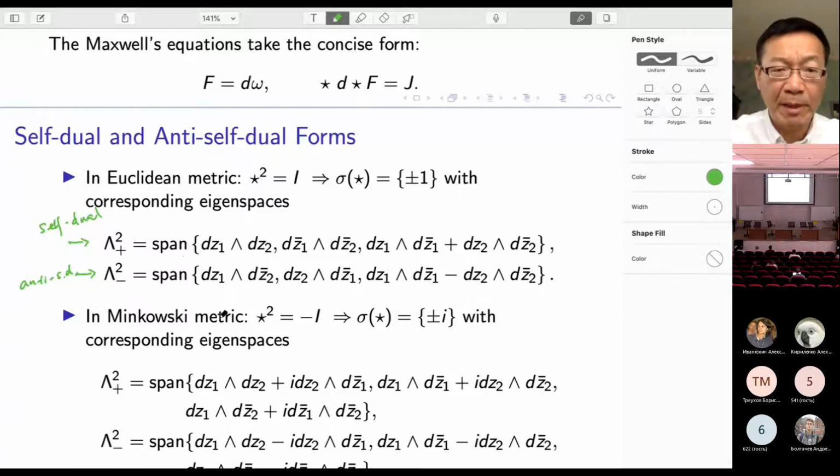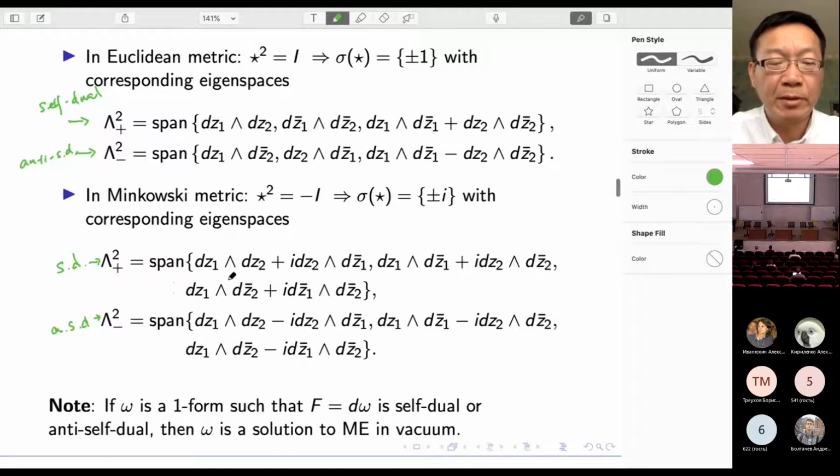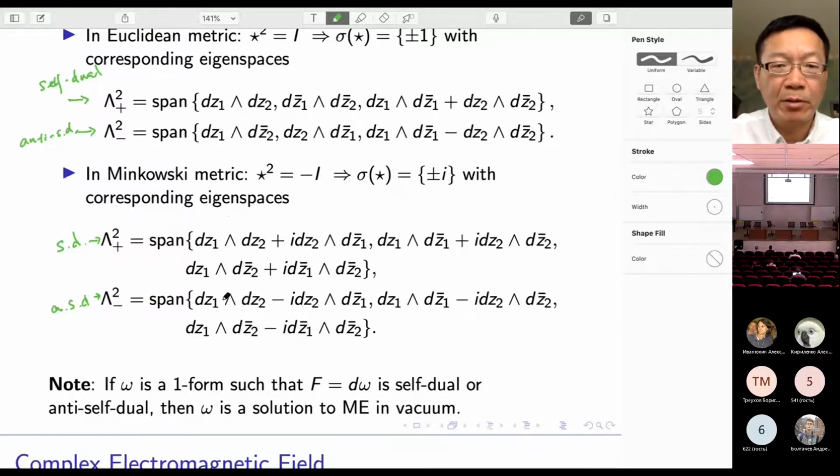Now, in the Minkowski metric, the Hodge-Star squared is negative identity. So it has eigenvalues plus or minus i, with corresponding eigenspaces. This is the self-dual, and this is the anti-self-dual. There's no need to remember this. It's easy to derive.